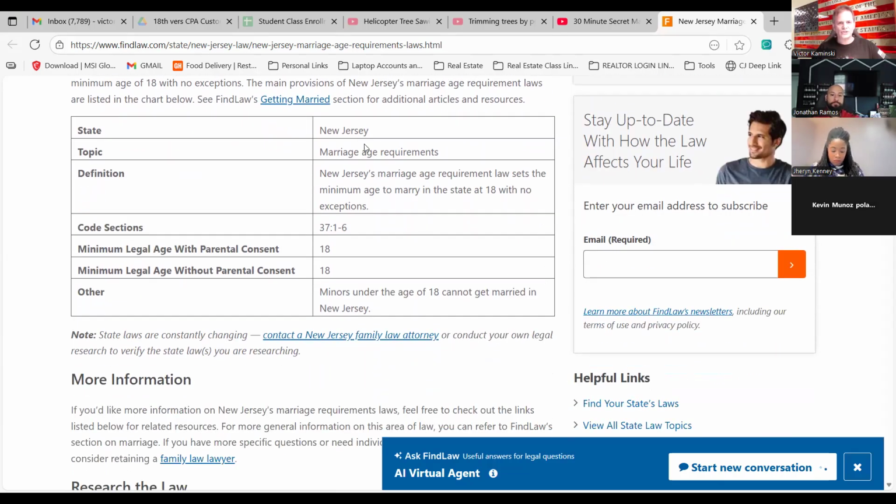Okay, so basically, in New Jersey there is a marriage age requirement. You must be 18. There's no exceptions to that, even with parental consent. And the section of the law that says that is 37:1-6. The minimum age requirement with parental consent is 18 now, no longer 16. Legal age without parental consent, 18. So it's always 18 now, even with parental consent. There's no exceptions for younger marriages.